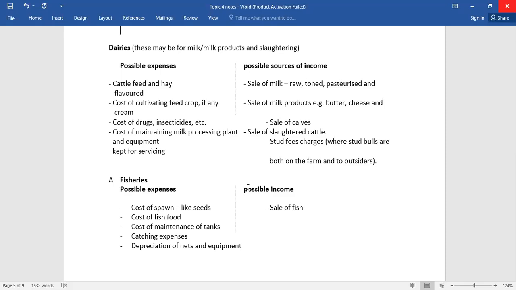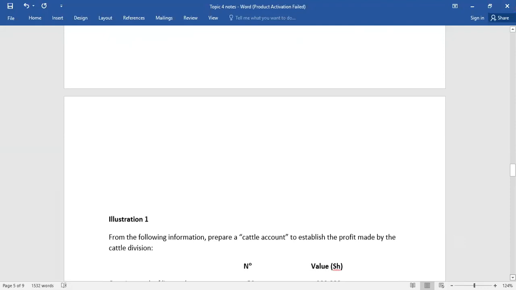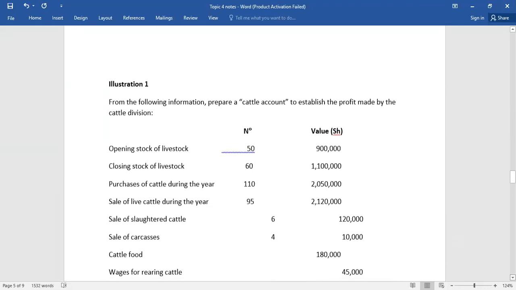But if it is a stud bull that could be hired even to outsiders, instead of doing the artificial insemination services, someone comes for my bull and I charge them, let's say 500 shillings to go and sire the cows. I'm going to recognize that as an income. Basically, whatever that animal is giving you in exchange of you feeding it or taking care of it is an income. Then of course you have the fisheries. The expenses are there. They are in your notes. You can check them. So let's have an illustration and see how it pans out.